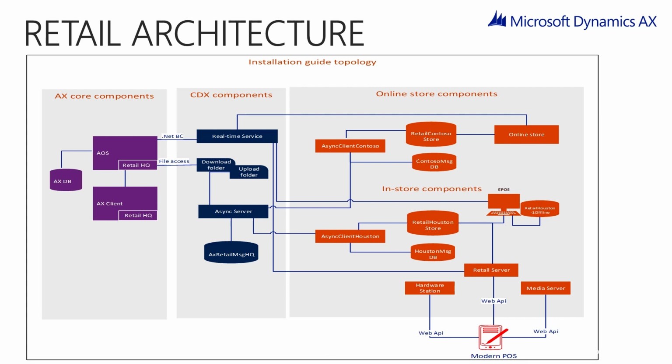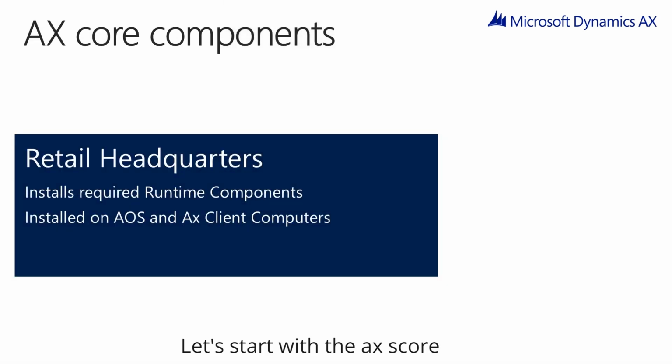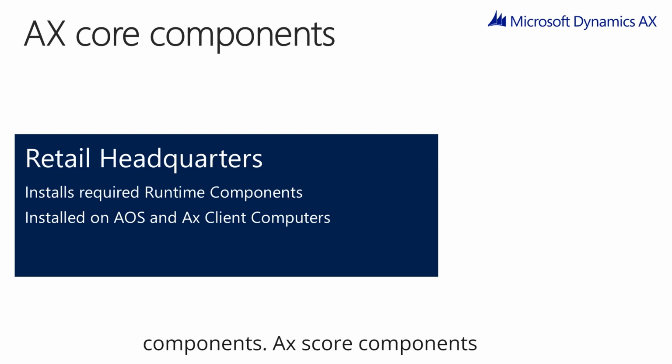Let's briefly discuss these components. Let's start with the AX core components. AX core components primarily include the retail headquarters. The retail headquarters component installs runtime components that are required to enable key aspects of the retail functionality, such as channel communication, payment processing, and the screen layout designer. This component must be installed on the application object server computer and on the Microsoft Dynamics AX client computers.